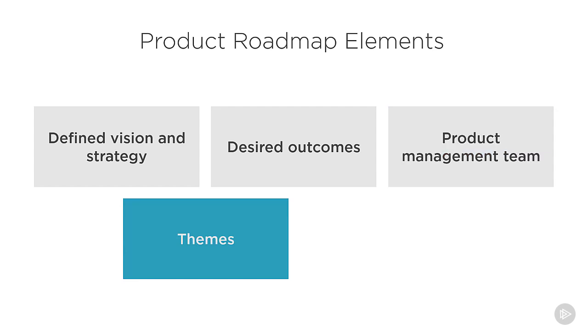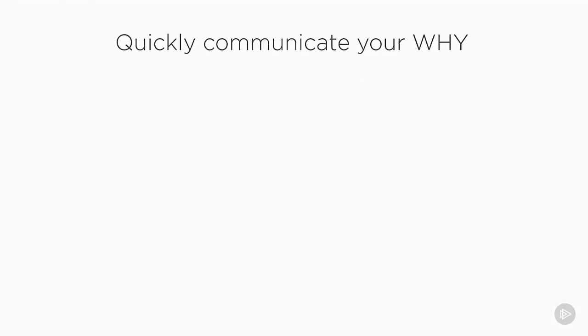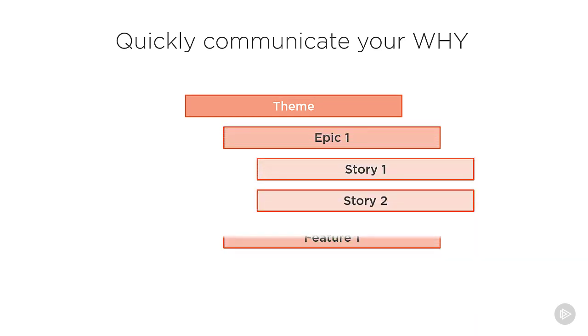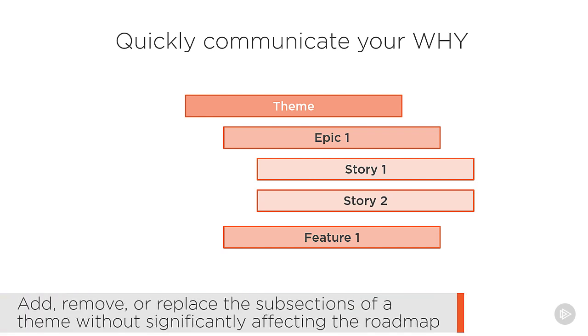A collection of requirements, features, or stories represents themes, which are the next ingredient to cook a good product roadmap. The goal of having themes is to quickly communicate your why, that is, your overall strategy or intent. Each theme contains many subsections like epics, stories, or features. One of the most significant benefits of using themes is that you can add, remove, or replace the subsections of a theme without significantly affecting the roadmap.